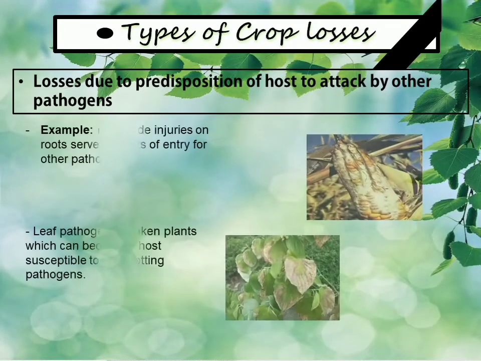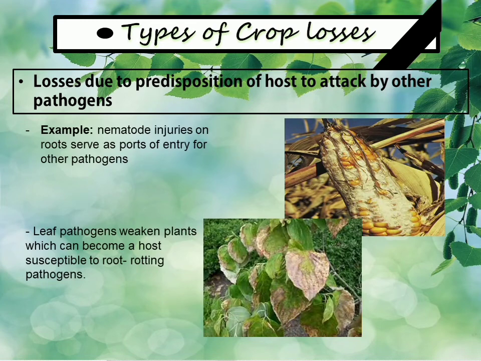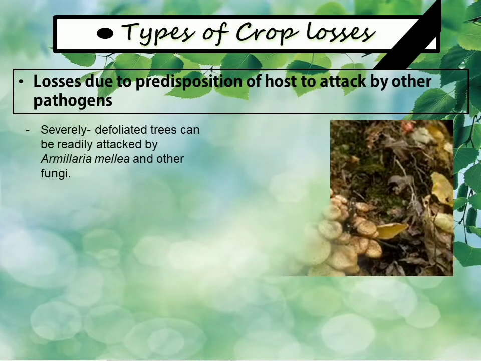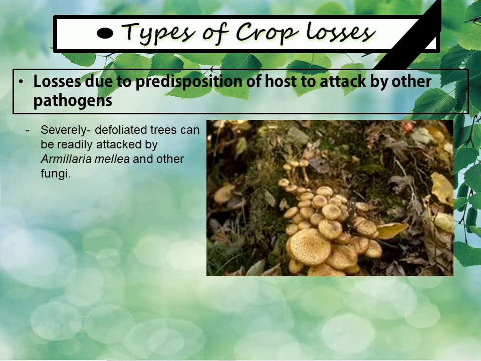Losses due to predisposition of the host to attack by other pathogens. For example, nematode injuries on roots serve as ports of entry for other pathogens. Leaf pathogens weaken plants, which can become hosts susceptible to root-rotting pathogens. Severely defoliated trees can be readily attacked by Armillaria mellea and other fungi.